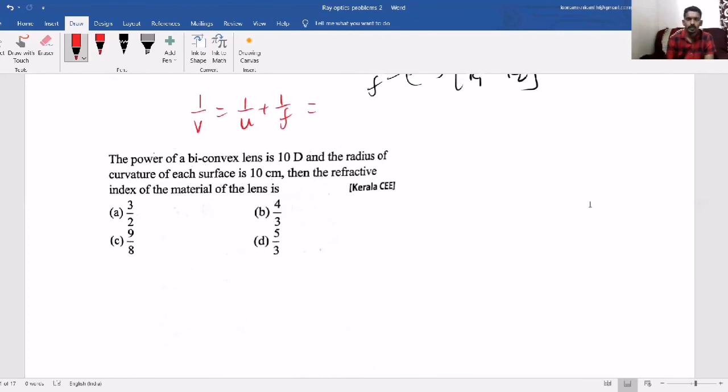Now let's take the next question. The power of a biconvex lens is 10 diopter and the radius of curvature of each surface is 10 centimeter. Then find the refractive index of the material of the lens. They are telling us it is a biconvex lens, so 1 by F equals mu minus 1 into the general formula 1 by R1 minus 1 by R2.